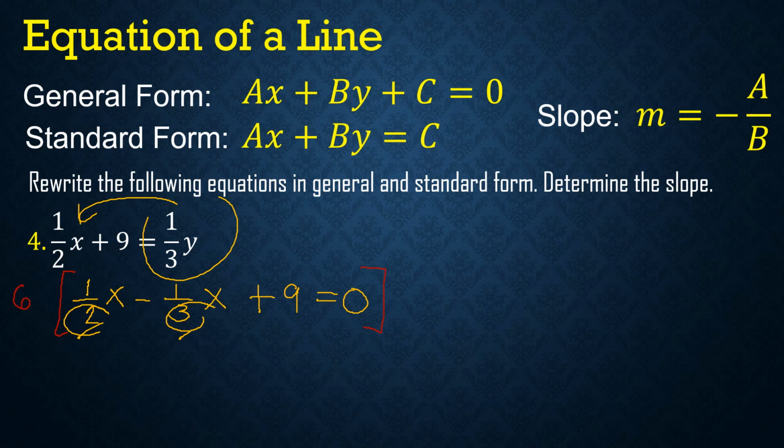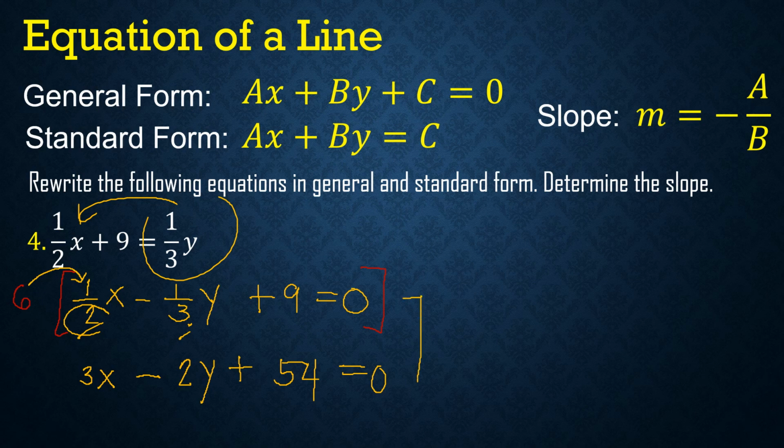Okay, so 6 times 1/2 is also equal to 6 divided by 2. We have 3x. 6 divided by 3, we have 2. So we have 2y. 6 times 9 is 54. So plus 54 is equal to 0. But anyway, any of these two can be general form. But this is nice to see, or even better to express into this form.